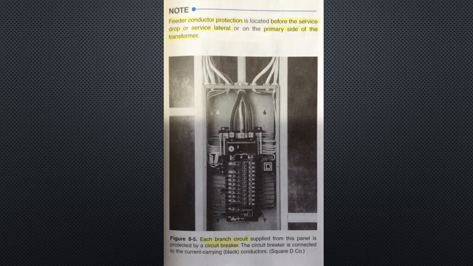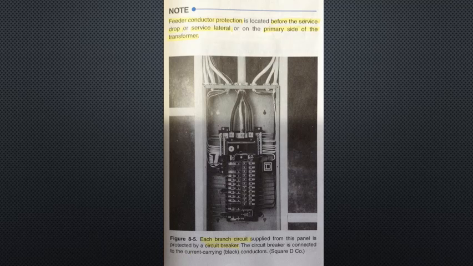For this, see figure 8-5 shown on the screen. There are some exceptions to this practice. Provisions listed in section 240.21 of the code, referred to as the tap rules, allow conductors, under certain restricted conditions, to be tapped without overcurrent protection at the connection point. These modifications are discussed later in the chapter.